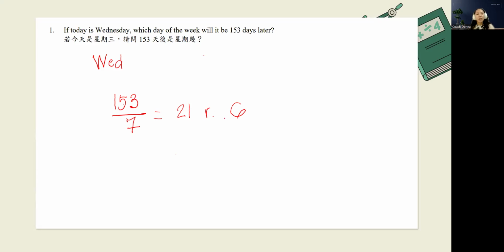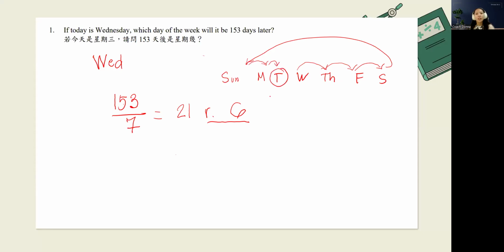So let's write down Sunday, Monday, Tuesday, Wednesday, Thursday, Friday, and Saturday. We started at Wednesday, so we just have a remaining 6 days to go through. We already went through 21 Wednesdays. Next to Wednesday is Thursday, that's one, and then two, and then three, and then we go back to Sunday, 4, and that's 5, and that's 6. Notice you'll have a Tuesday. So the answer is a Tuesday.